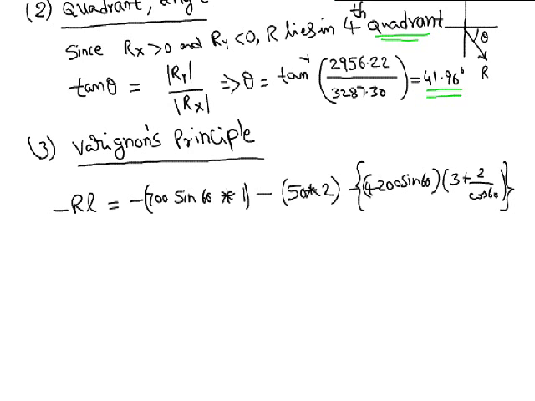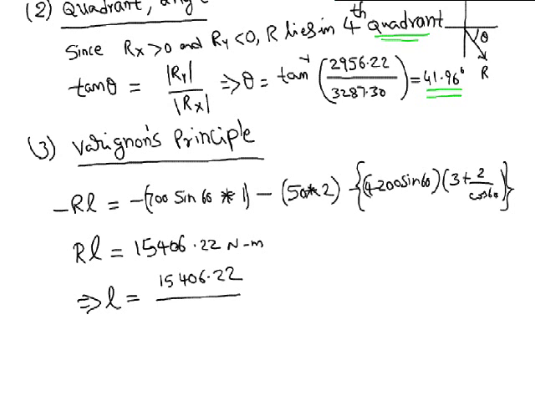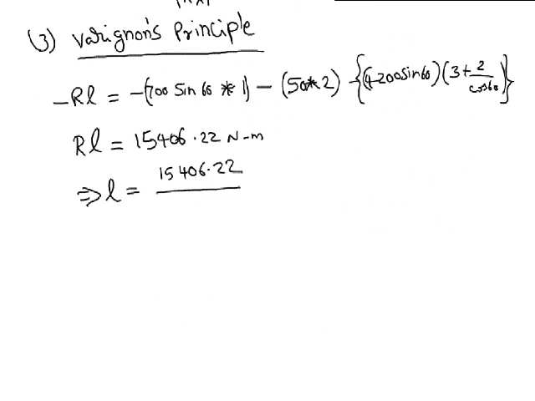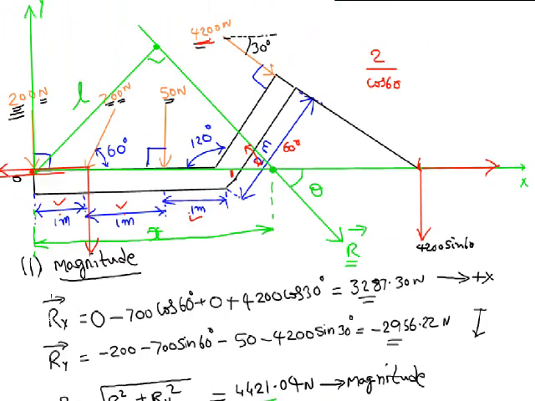If you simplify the whole right hand side and cancel the negative signs on both sides, you have RL equal to, if you punch in all the numbers, 15406.22, and the units will be Newton meters, from which we can find L equal to 15406.22 divided by the magnitude of R, which is 4421.04. So this L comes out to be 3.48 meters.